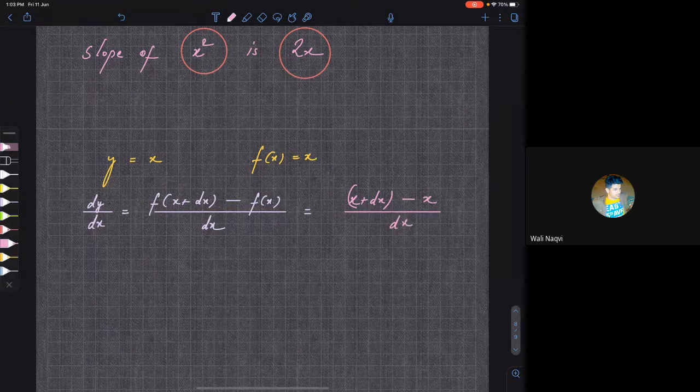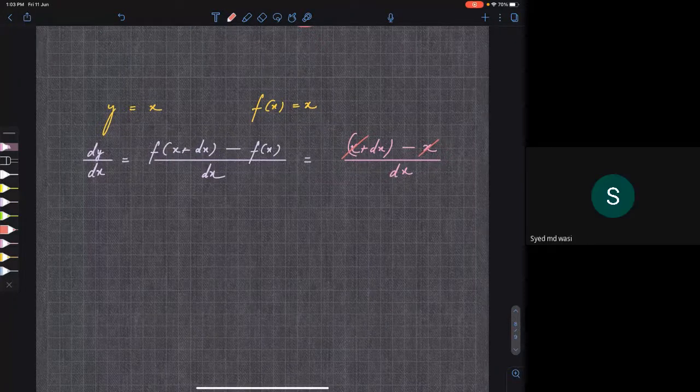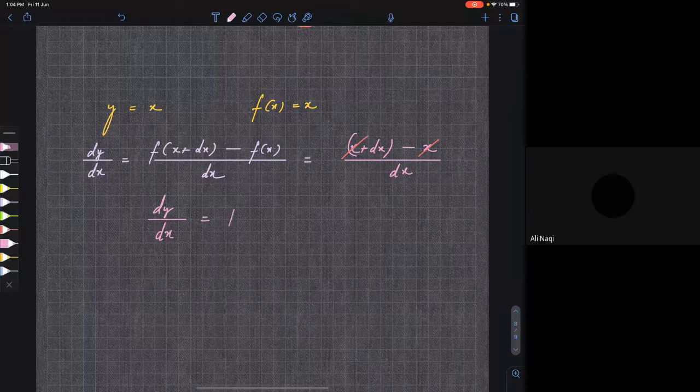Do you agree? This x will cancel. What will remain? dx by dx. So what will dy by dx be? 1. Is equal to 1. Now the slope is 1 and you can directly see, y is equal to mx plus c. What is m? 1, right? The slope is 1.